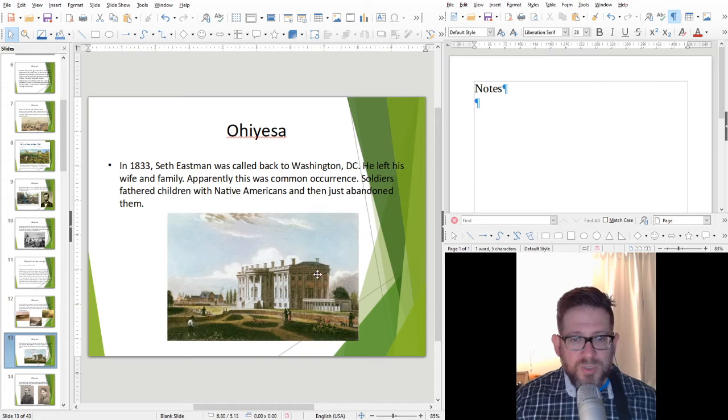Alright, so in 1833, so not that far after this marriage, Seth Eastman gets called back to Washington, D.C., and he just gets up and leaves. He leaves Ohiyesa's grandmother, his daughter, and he leaves his wife. Apparently, this was not uncommon. It wasn't a marriage in the church. It was just a military wedding, and so they considered it to be a marriage of convenience and one they could leave whenever they felt like it. So he got up and left when he was called back to D.C., and boom, he's gone.